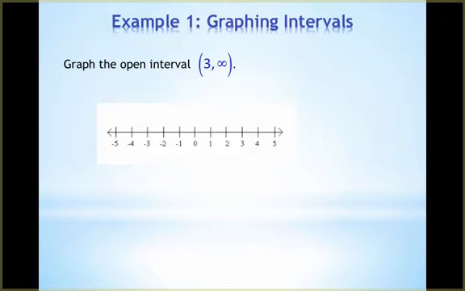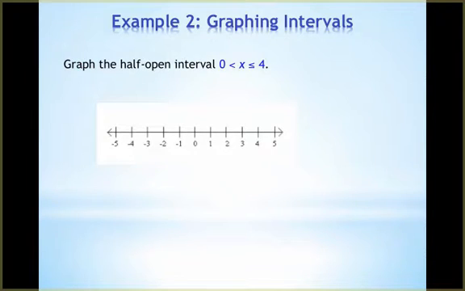Now let's look at how we would graph this open interval from 3 to infinity. Since 3 has a parenthesis, it means it's not included. So we're going to go to 3 and put a parenthesis, but we're going to go out towards infinity, so we just come out here and shade this. And then we'd want to shade the end to show that we want that to go on towards infinity.